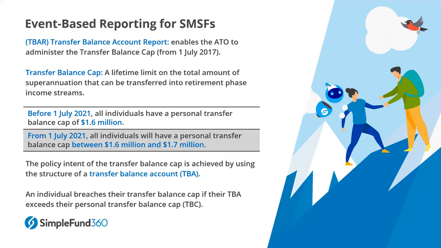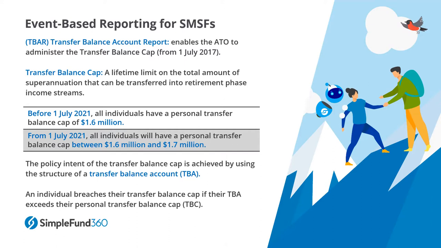So just think of it as a way that the government can limit how much is in tax-free pension accounts. And before 1 July 2021, all individuals would have had a limit of 1.6 million. And after 1 July 2021, with the cap indexation, those individuals will now have a personal transfer balance cap between 1.6 million to 1.7 million. And the great thing is that Simple Fund 360 actually does the calculation of a member's personal transfer balance cap for you. And I'll show you later on today on how it accounts for this.